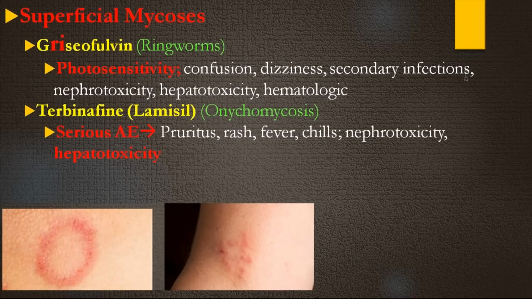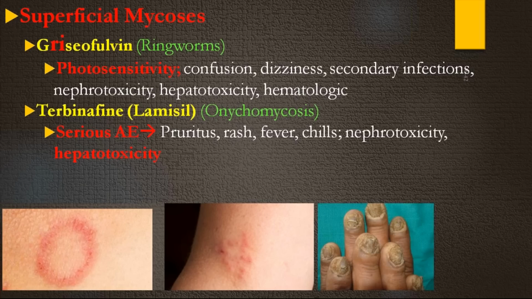All right, so very fast, the superficial mycosis: we have griseofulvin for ringworms, Lamisil for the onychomycosis, and let me see, we have a picture here of onychomycosis. Yes, that is the onychomycosis, I'm sure you remember that. And mostly the antifungals, when they go into parenteral administration, can produce nephrotoxicity and hepatotoxicity. The superficial antifungals are going to produce mostly a skin rash. Okay, all right.